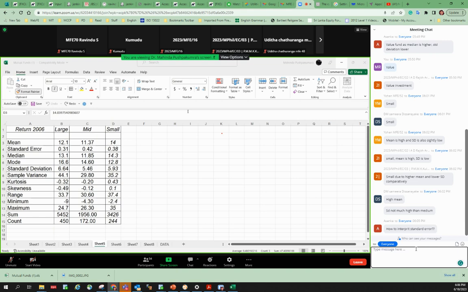Then there's one message in the chat box asking how to interpret standard error. Actually, that concept we have not discussed. It is related to sampling distribution. Then later I will explain. At this moment, I'm not going to explain because it takes some time. It's a different concept.